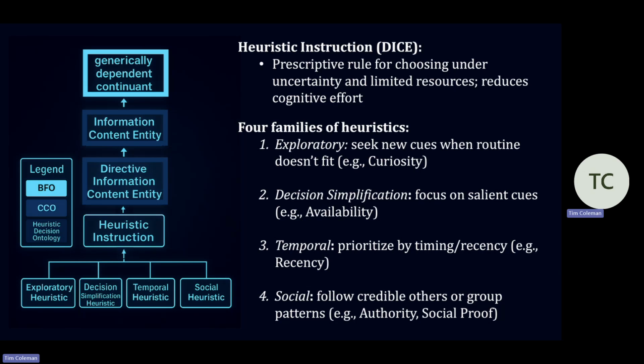There's also the family of temporal heuristics. These depend on timing. And of course, social heuristics. These rely on the behaviors of others. Together, these families cover a wide range of bounded reasoning strategies. Each family is represented as a subclass of heuristic instruction in the ontology, and each specific heuristic can be added as more fine-grained subclasses. That way, the ontology stays flexible and extensible.